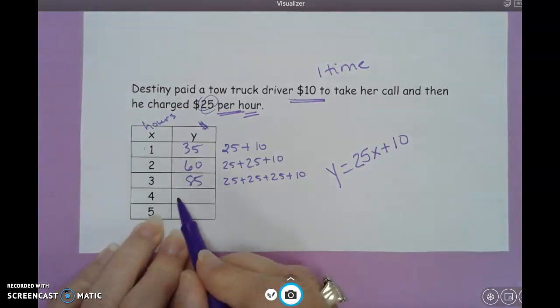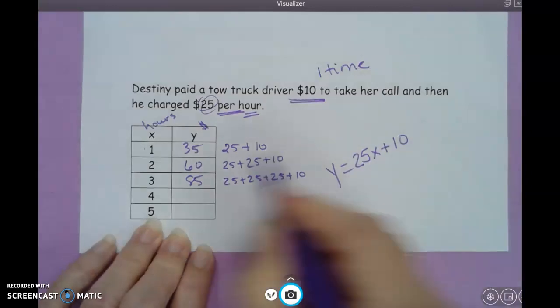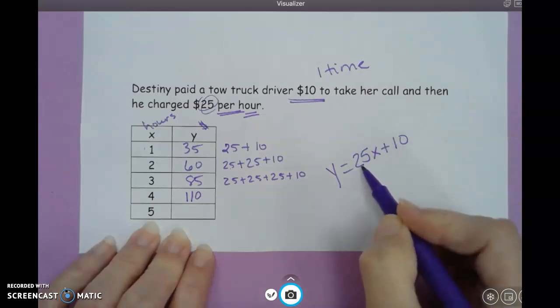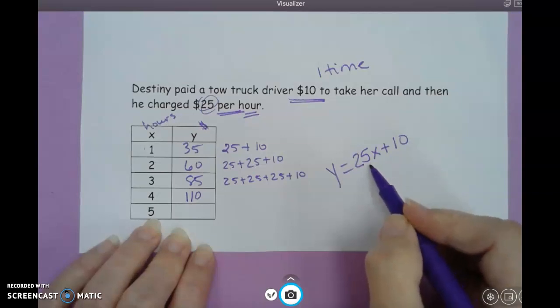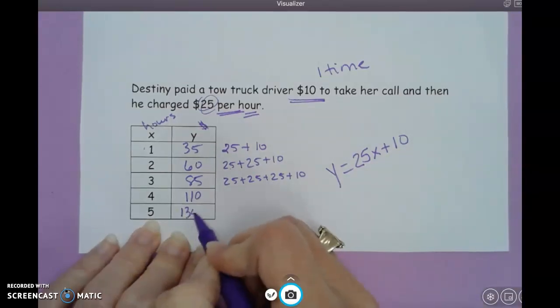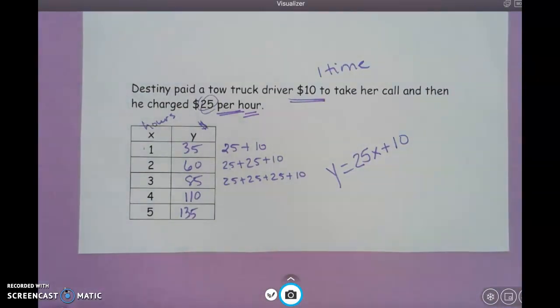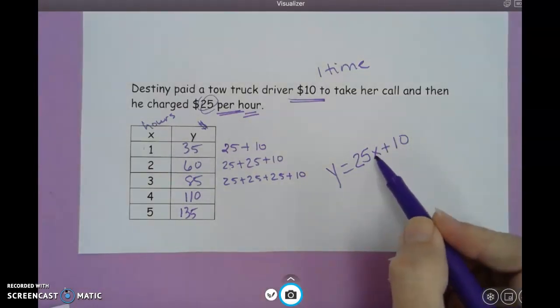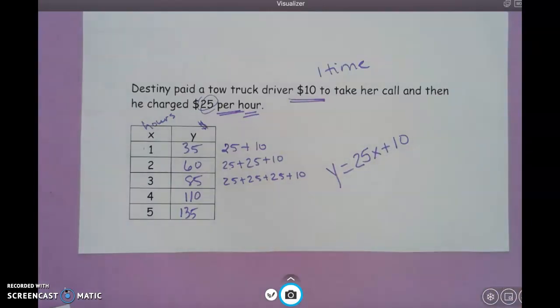So if I tried this one, I would say 25 times 4, which gives me 100, and then plus 10 is 110. For this one, I've got 25 times 5, which is going to give me 125, and 125 plus 10 is 135. So if I had a big number, like if I said it took the tow truck 18 hours, then you could come in here and do 25 times 18, and then plus 10, and that would let you know what you would have to pay that tow truck driver for 18 hours.